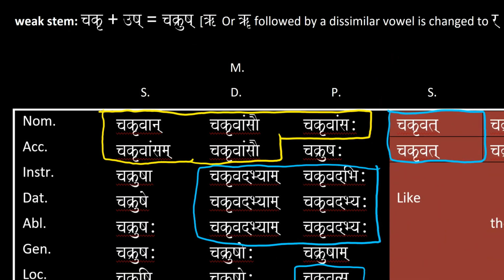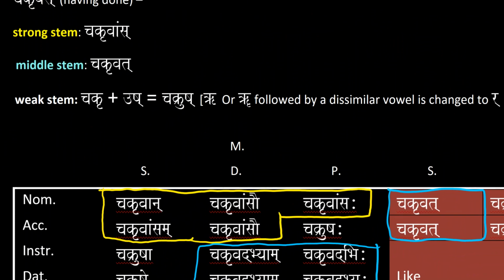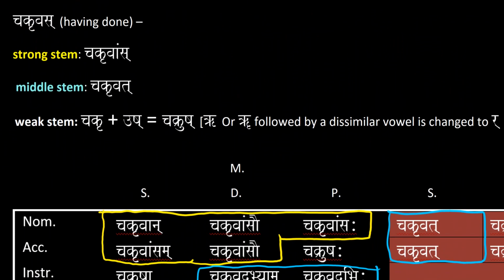So these are the conditions for declining an adjective or a noun that has three stems, where the suffix is vas.